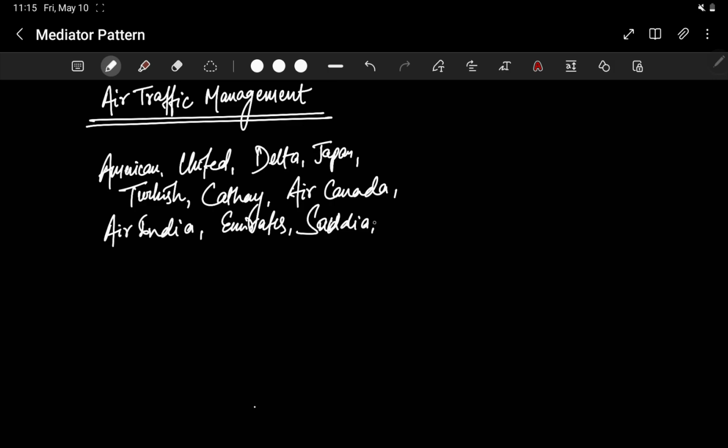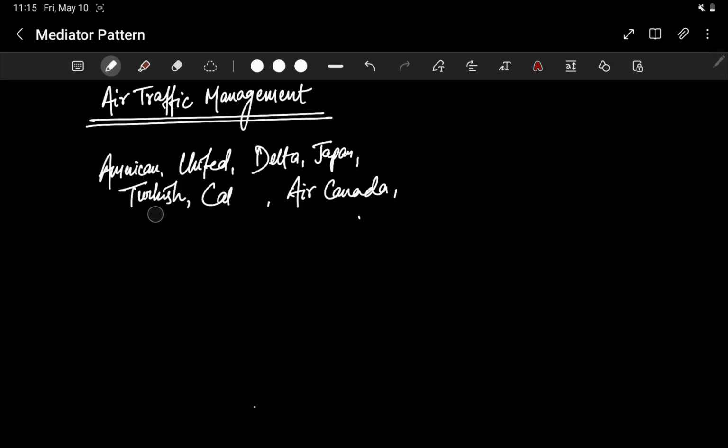and many more. Okay, and these are not the only airplanes; these are the airlines. Each of them have, let's say, at least, if not more, 100 airplanes. Okay, and they all take off and land at different airports, and the communication between them is quite complex.